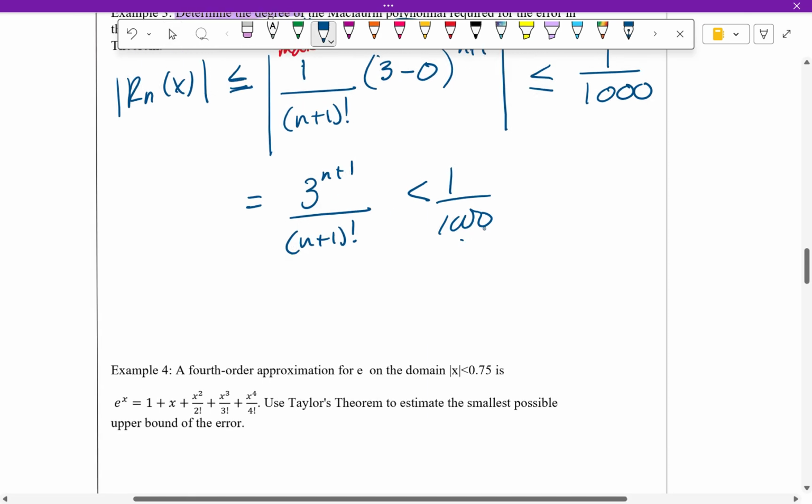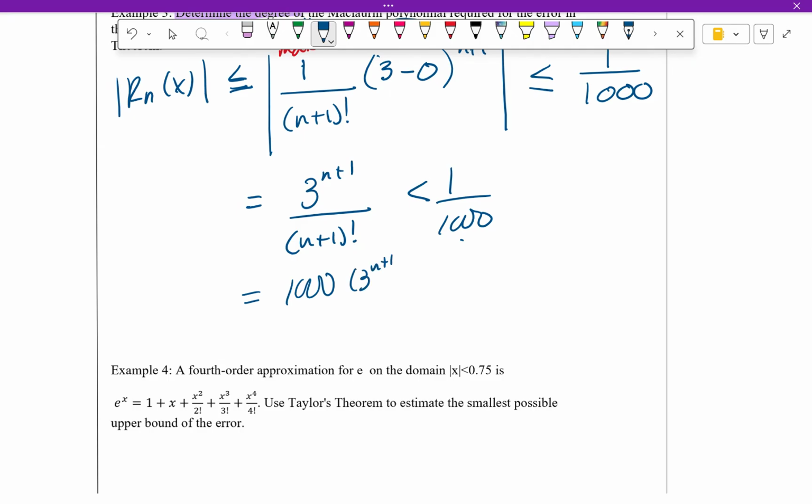I could multiply this to the other side and multiply that to the other side, right? Or cross multiply. So I have 1,000 times 3 to the n plus 1 less than n plus 1 factorial. Why is it not less than or equal to? Oh, it should be less than or equal to. Thank you. I don't know why I have equal signs over here anymore. Those shouldn't be there. Okay.